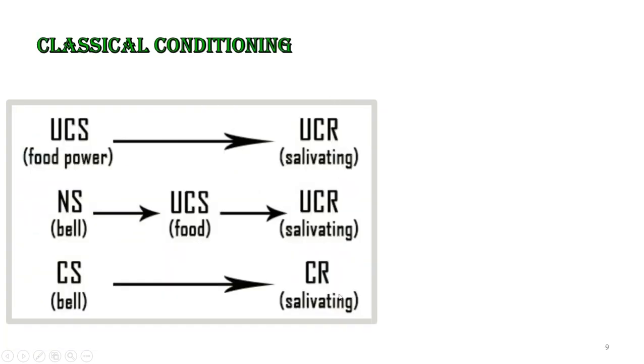So here is a diagrammatic representation of classical conditioning. The unconditioned stimulus is the food, which gives us the unconditioned response, which is saliva or salivating. The bell is the neutral stimulus, but when added with the food it is linked with the food's response. But when repeated so often, only the bell, which is now the conditioned stimulus, would make the dog salivate, which is the conditioned response.